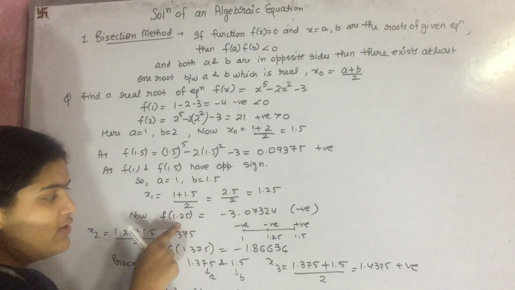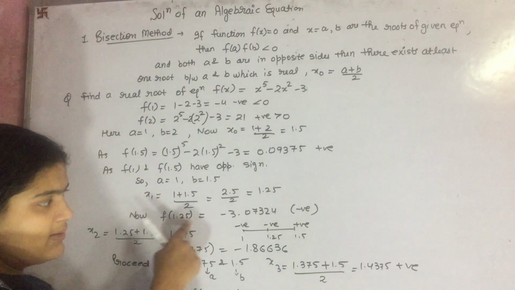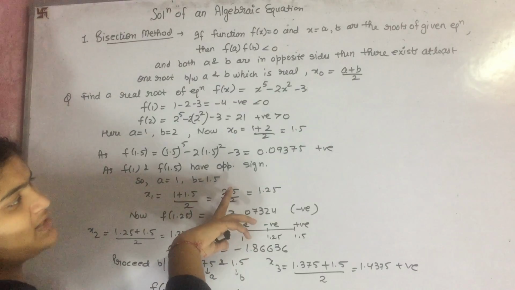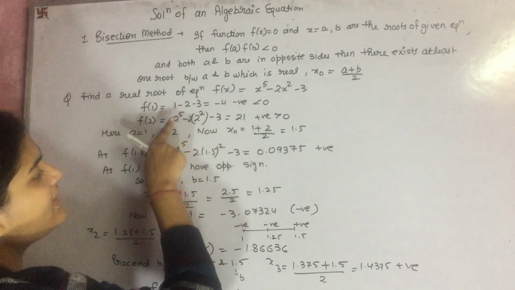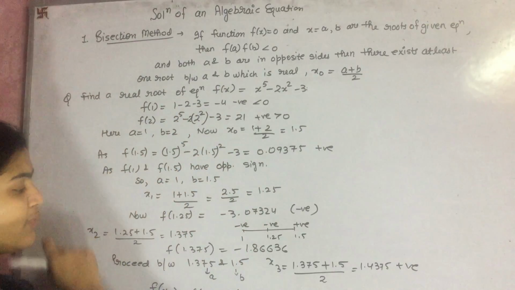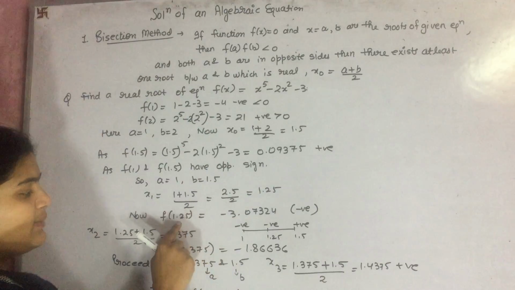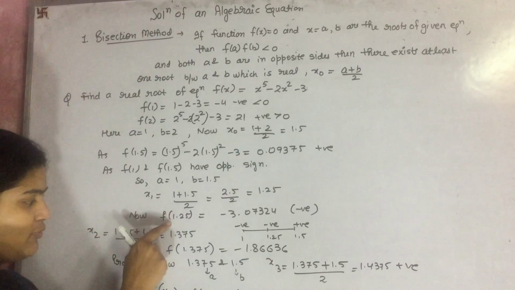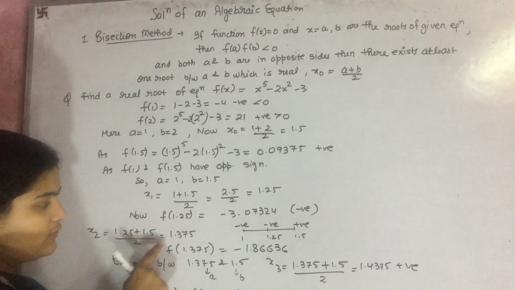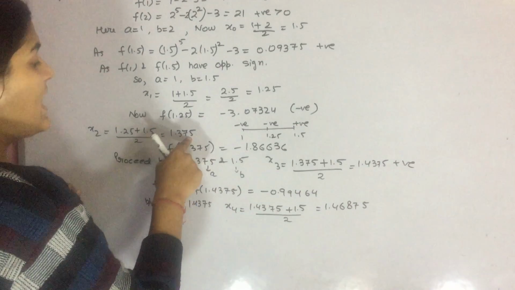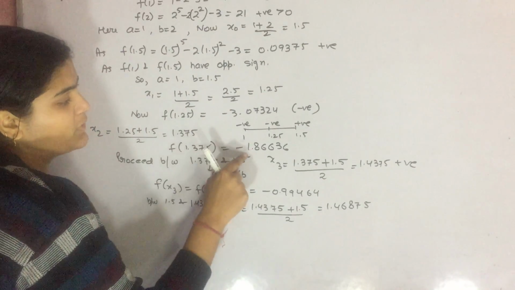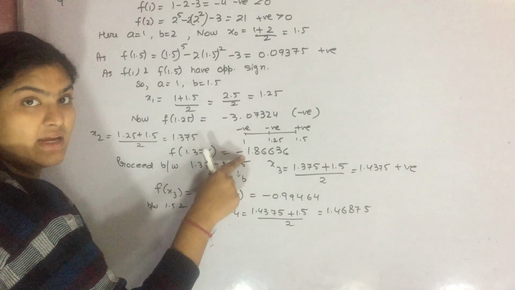Now again find the value of the function for this. f(1.25) is negative. So you have to pair it up with a positive number. Your positive value is 1.5. So you have to take 1.25 and 1.5. So your a is 1.25 and your b is 1.5, and you take (a plus b) by 2. This is your value. And if you find the value of the function for this, you will get a negative sign.